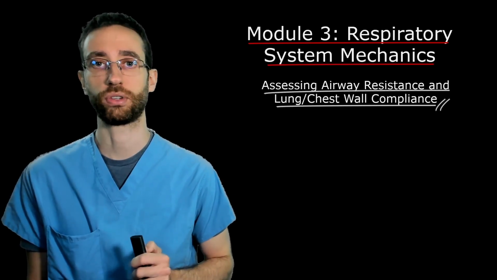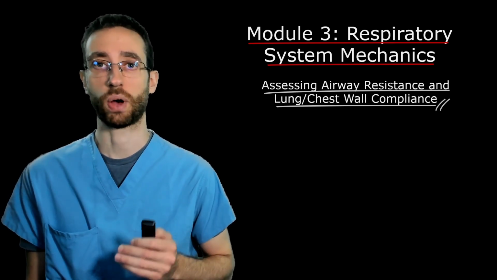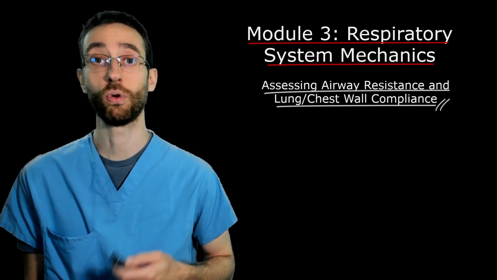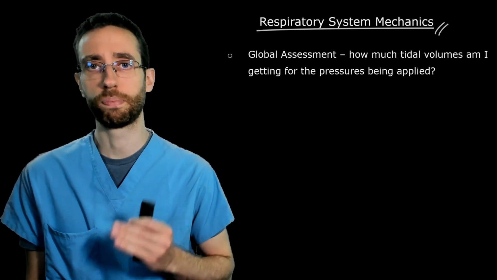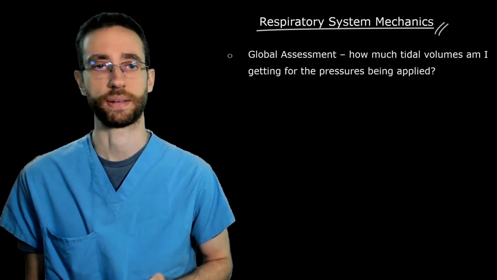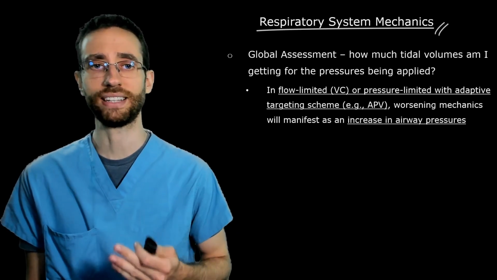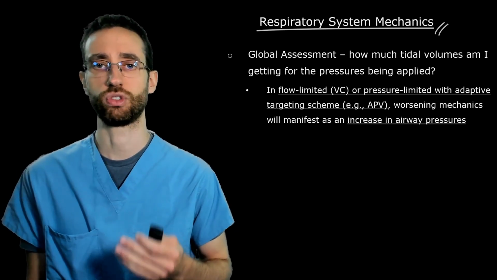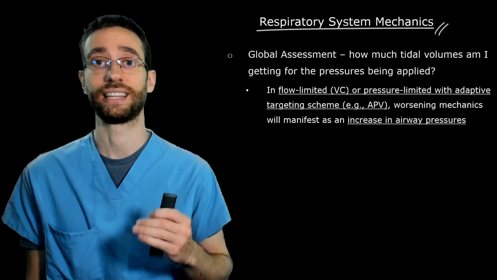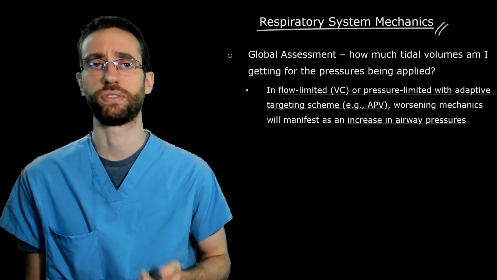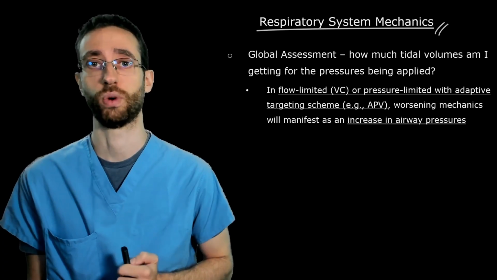When we're evaluating respiratory system mechanics, we're referring to the assessment of resistance of the airways as well as the compliance of the lungs and chest wall. We'll start with a global assessment, thinking about whether the tidal volumes we're getting are appropriate given the pressures we're generating. If my patient is in a flow-limited mode, namely volume control, since the ventilator will apply whatever pressure it needs to generate the set flows, if we have an elevation in airway resistance or decrease in lung or chest wall compliance, what will happen with the pressures that the vent generates? They will go up, just like we discussed in Module 1.